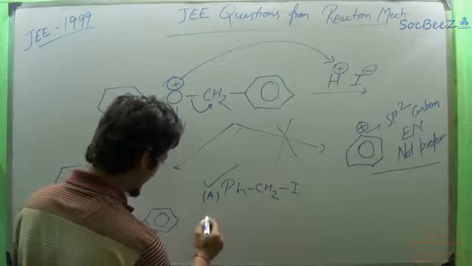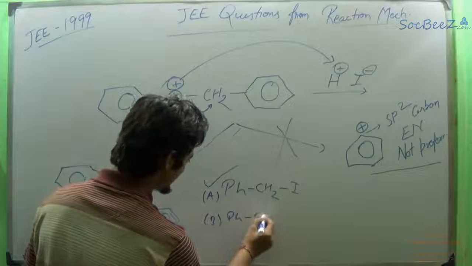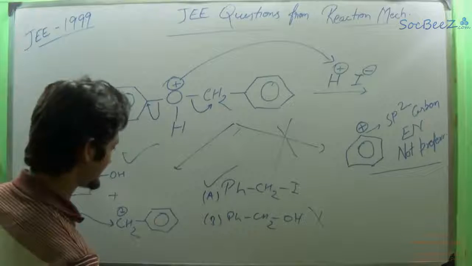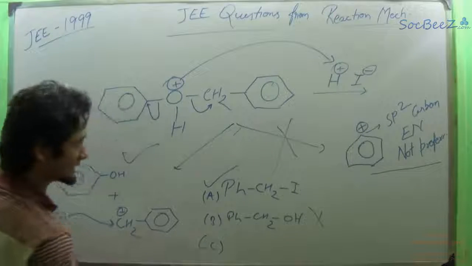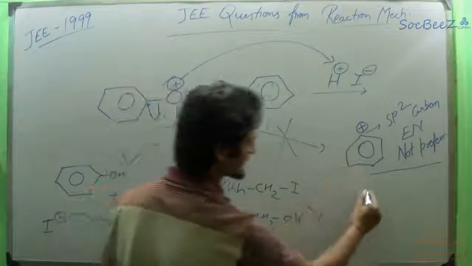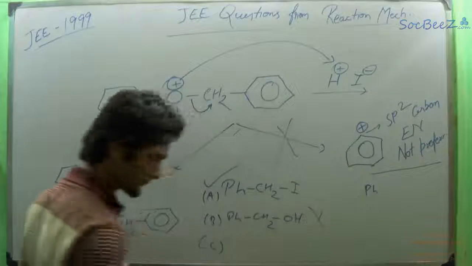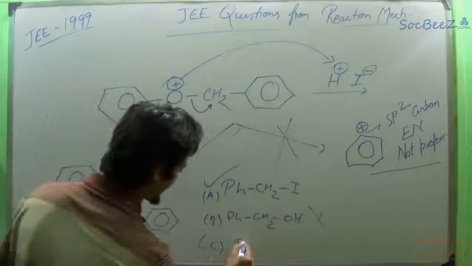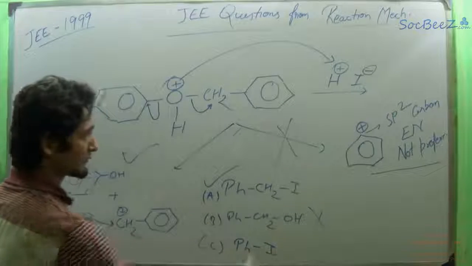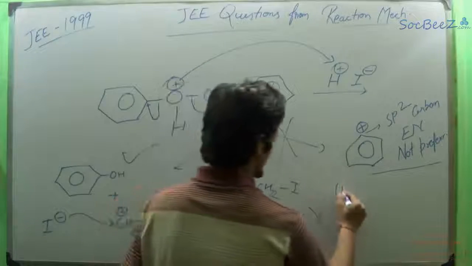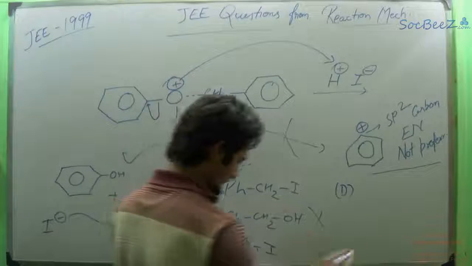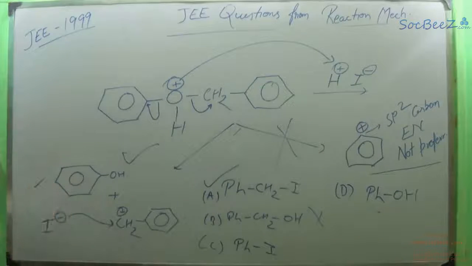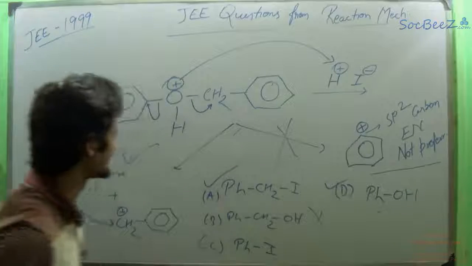The second option was phenyl CH2OH. No, this will be wrong. The C option was the phenyl CH2OH will be formed in this case, but since it's not possible, so this will not be our answer. The next one is C option is phenyl I. No, it will not be possible because this cannot be formed. The D option is phenyl OH. Yes, phenol. It is formed in this case. So A and D are our answer.